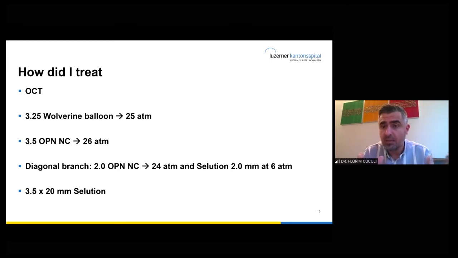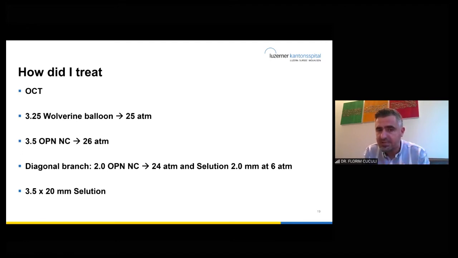And I said, it's a young man, I want to have a good result. If it works with a balloon, yes, fine. Otherwise, I'll put a stent. And then I had to take care, of course, about this diagonal, because as soon as I pressed the LED, the diagonal was insulted.